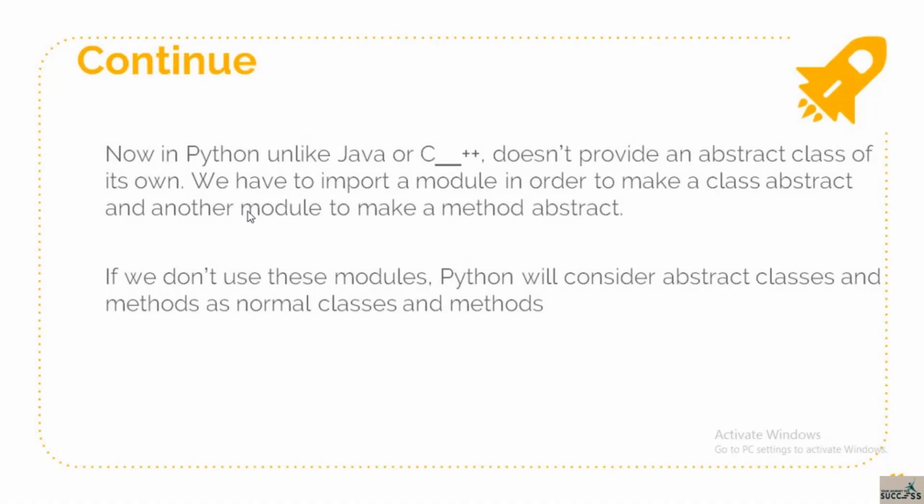Now in Python, unlike Java or C++, Python does not provide an abstract class of its own. We have to import a module in order to make a class abstract, and another module to make a method abstract. And if we do not use this module, Python will consider abstract classes and methods as normal classes and methods.